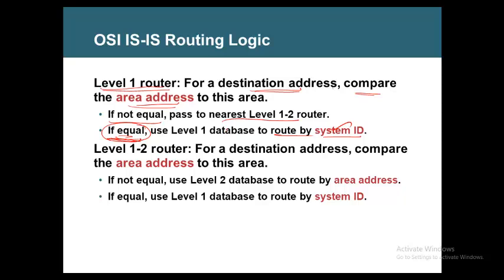Why? Only an L1 L2 router knows other areas. A plain L1 router won't know other area information. So if the area ID is not equal, what does that mean? The packet belongs to another area. Who knows another area's information? Only an L1 L2 router. L1 L2 knows both the local and other areas. So this is like an ABR router, like a border router for an area, right?